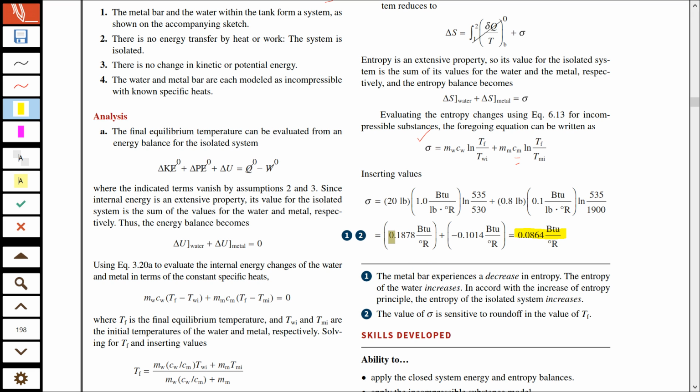0.0864. One term is positive, one term is negative. So this positive term, before even looking at the detail, must correspond to water, and this negative must correspond to metal. You can check that, because I know metal got colder, so it experienced a decrease in entropy, and water experienced an increase in entropy.